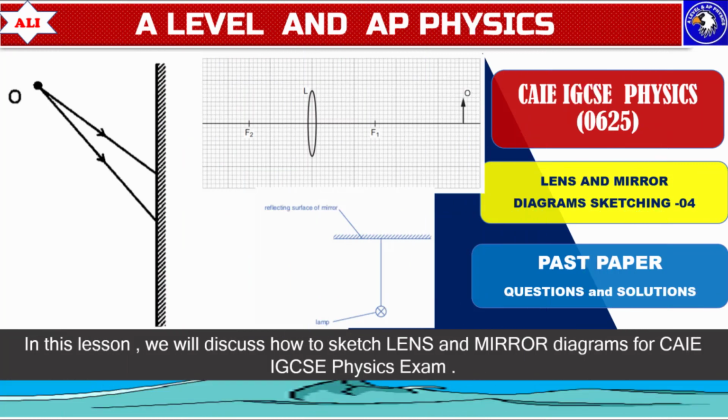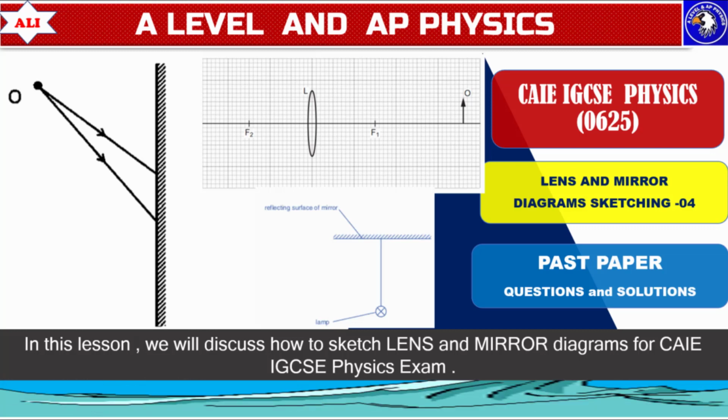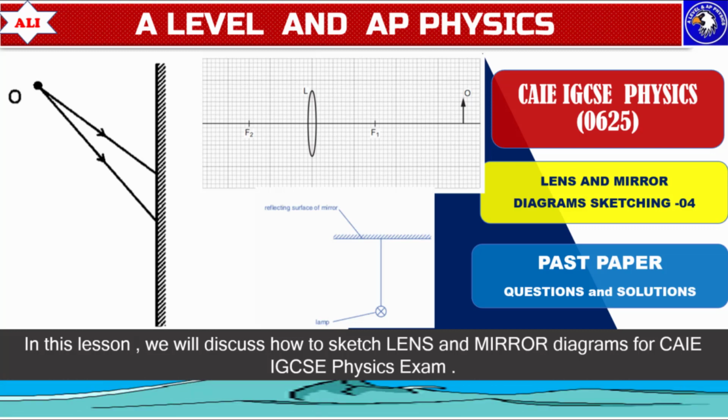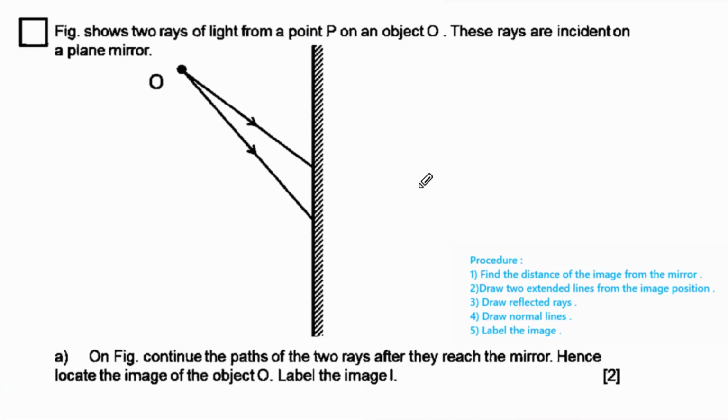In this lesson, we will discuss how to sketch lens and mirror diagrams for CIE IGCSE Physics by solving tricky past paper questions. This question is about reflection, and we can answer this question using different methods. In order to answer this question, we will not use our conventional method of using a protractor and measuring angles. We will simply use a scale, and by measuring distance, we will sketch the diagram. Let me explain how to use a scale to answer this question.